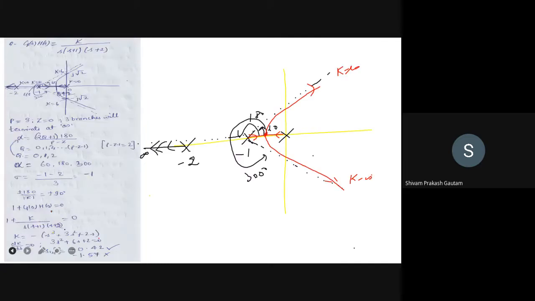Okay, now here you can see that this root locus branch is cutting the imaginary axis. That means you can calculate the value of s here from the Routh table. So what you have to do is first calculate the characteristic equation. So this is our characteristic equation. You can easily form the Routh table. After forming the Routh table, you have to make one row of 0.